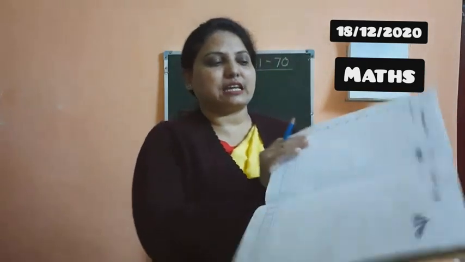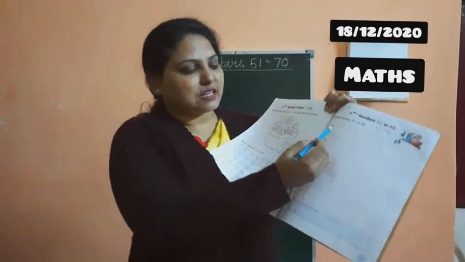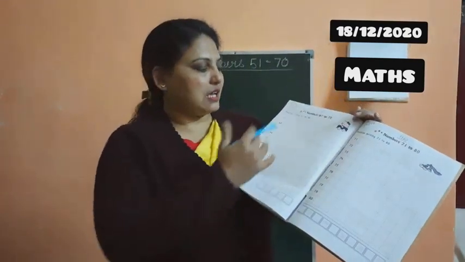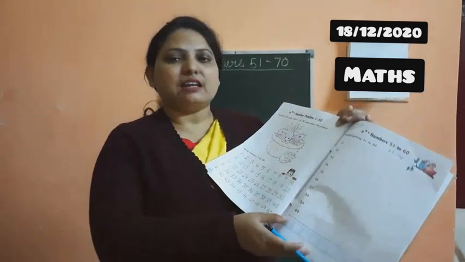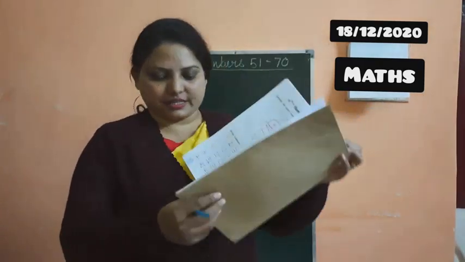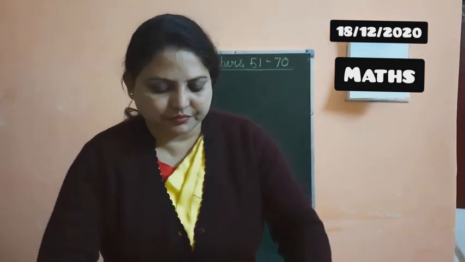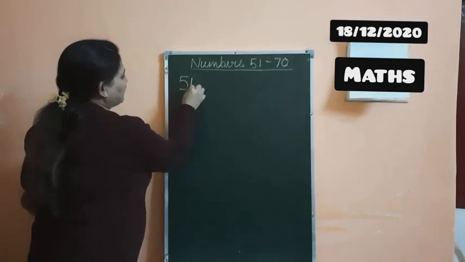Now as you can see in your book, you have traced and written 51 to 60, then 61 to 70. So once more we will revise it. I will write on the blackboard and you will revise. First I will write on the board. Now you have to tell 51. You have to repeat it.